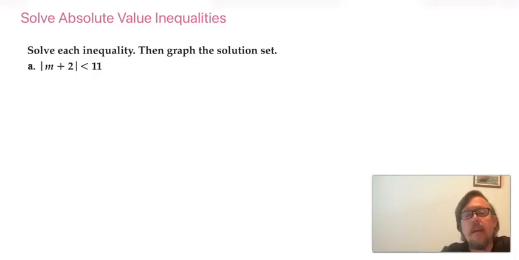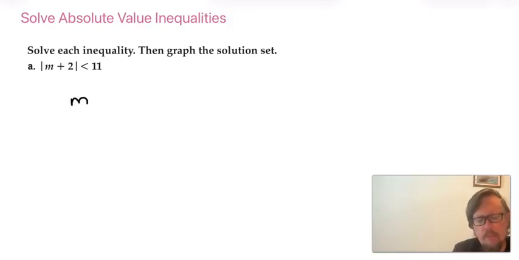Let's take what we know about absolute value problems and apply it to what we know about inequality problems. So this says the absolute value of m plus 2 is less than 11. With absolute value equations, we know that there are two answers. There's a positive answer and there's a negative answer that we have to find. And with inequalities, it's the same thing. We write them a little bit differently though.